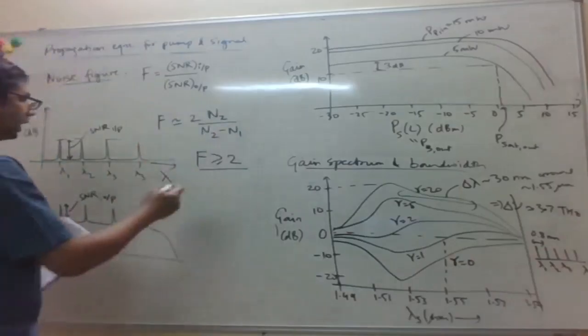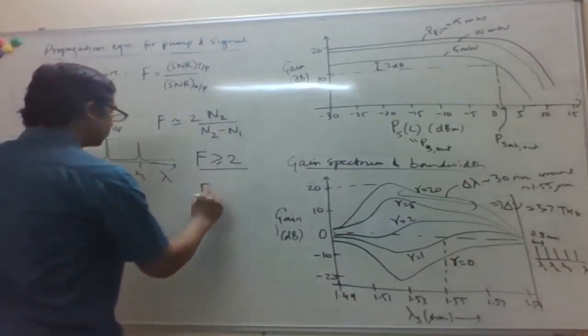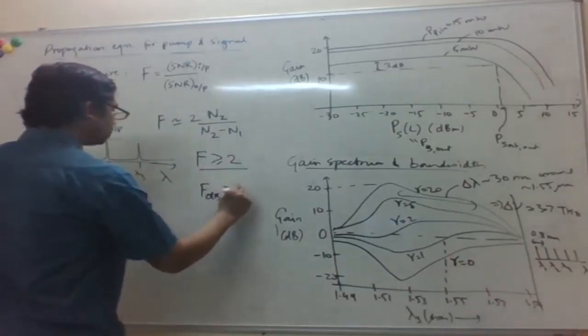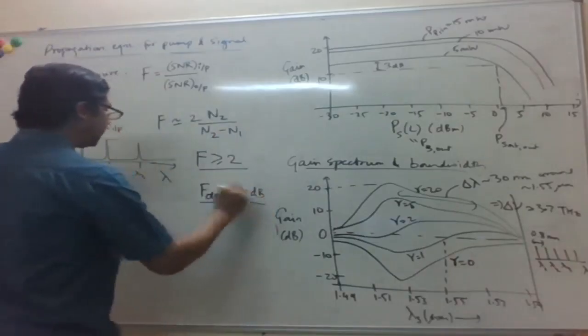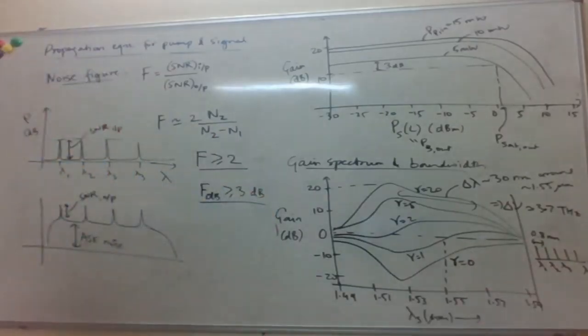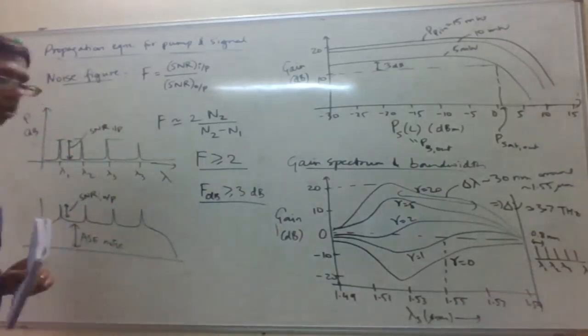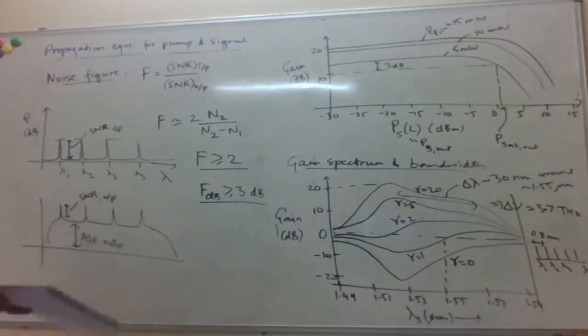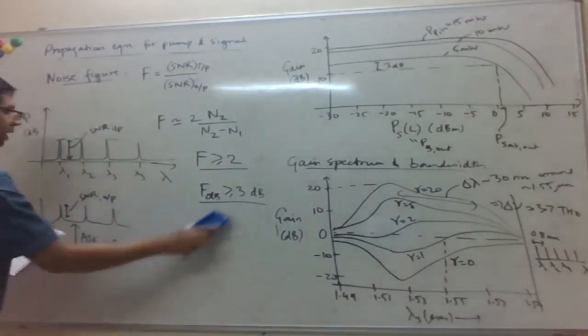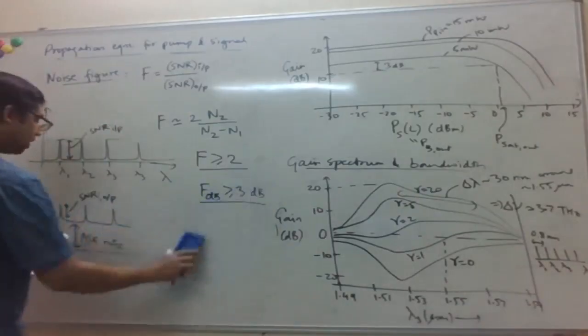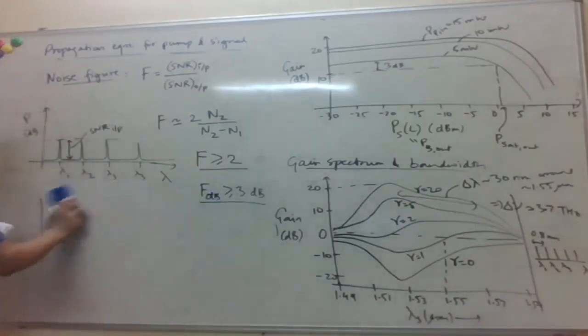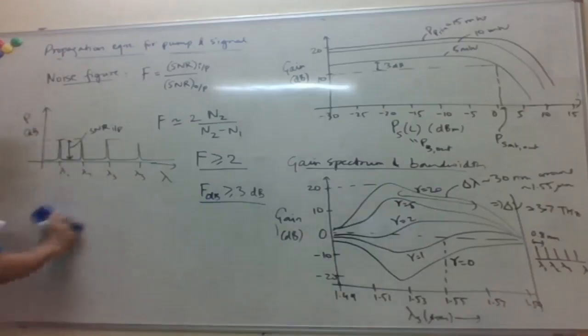Right? Or in dB, if you take the dB of this, it is always greater than 3 dB. So 3 dB is the best noise figure you can get. Okay? And yeah, typically this is the case for most amplifiers. And actually for EDFAs, one can reach this limit of 3 dB for large gain and high pump powers.